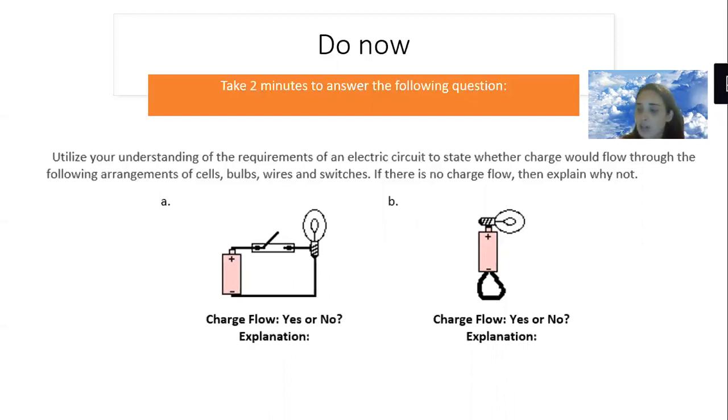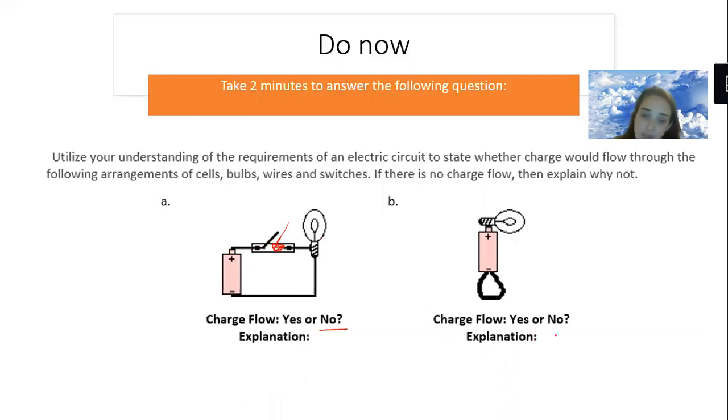Alrighty, let's check our answers. For this first circuit, you should have said that no charge is going to flow. The reason why is that even though my circuit looks like it's connected properly, the switch here isn't closed. All right, so that means that there won't be any electricity flowing.